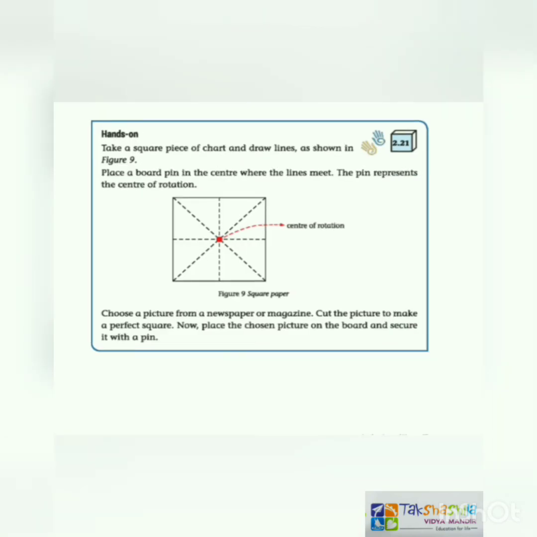Page number 47, 2.21, hands-on activity. Take a square piece of chart and draw the lines as shown in the image. Place a board pin in the center of that. Then you have to choose a picture from a newspaper or a magazine. Then cut the picture to make a perfect square. Now place the chosen picture on the board and secure it with the pin. Now you will get the center of the rotation.